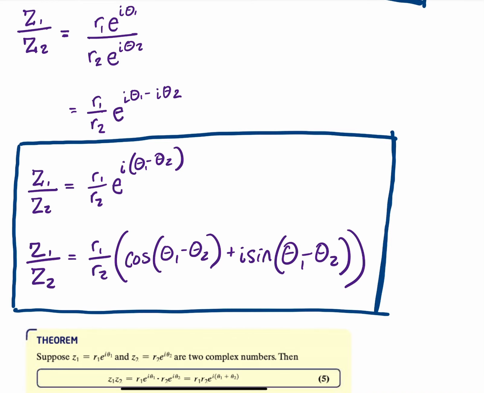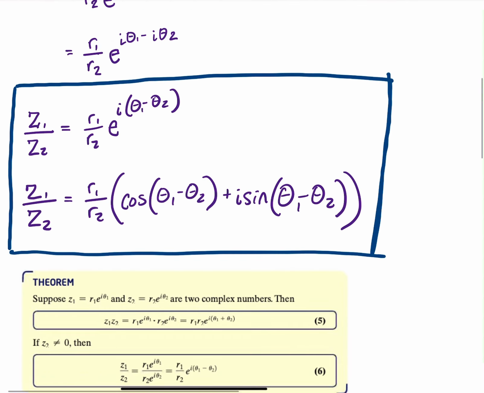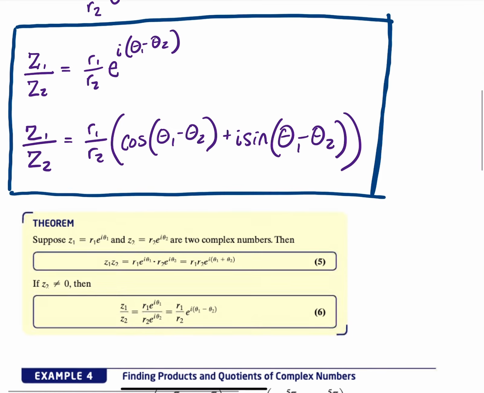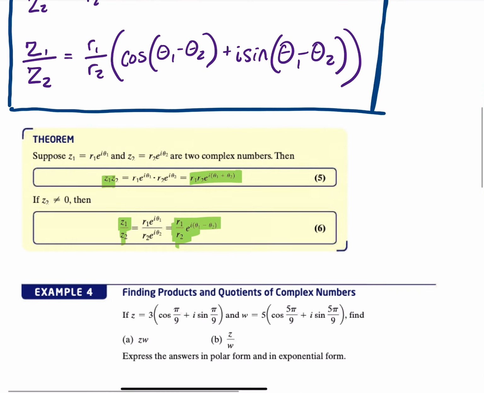So just notice the general patterns here. When we multiply two complex numbers, the r's multiply and the angles add. When we divide two complex numbers, the r's divide and the angles subtract. So multiplication, addition, division, subtraction. So in the book, they just show the exponential form of this. Multiplication, multiply the r's, add the angles. Then division, divide the r's, and subtract the angles. So let's put this into practice. Let's see a couple examples.